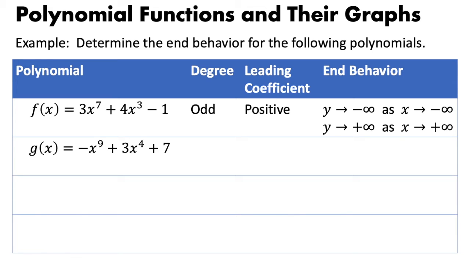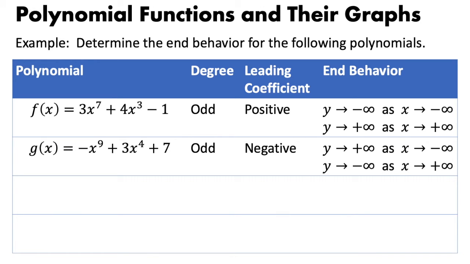g of x equals negative x to the 9th plus 3x to the 4th plus 7 has an odd degree, and the leading coefficient is negative. So as x approaches negative infinity, y approaches positive infinity. And as x approaches positive infinity, y approaches negative infinity.